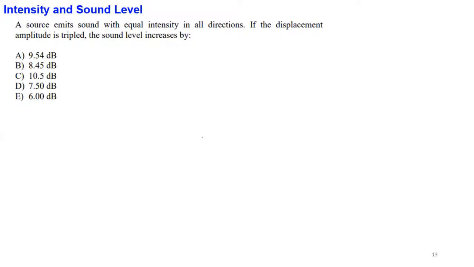So a source emits a sound with equal intensity in all directions. So this is what we call an isotropic source of sound. So if the displacement amplitude is triple, what is the sound level increase? I'm looking for delta. So how can we solve this problem? Look at the intensity relation with sound level. What is the relationship between intensity and sound level?